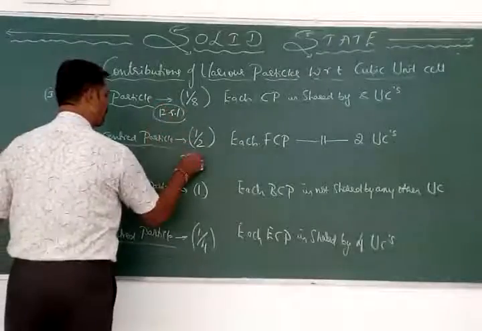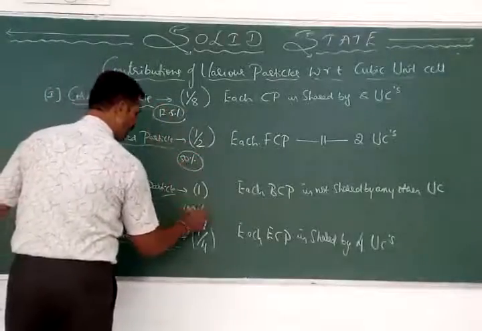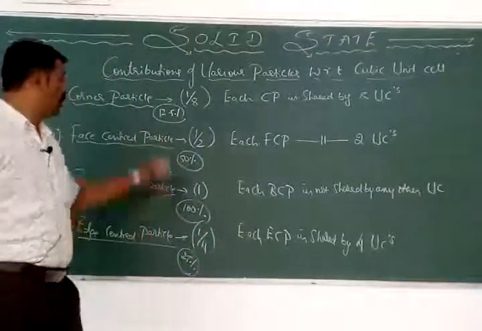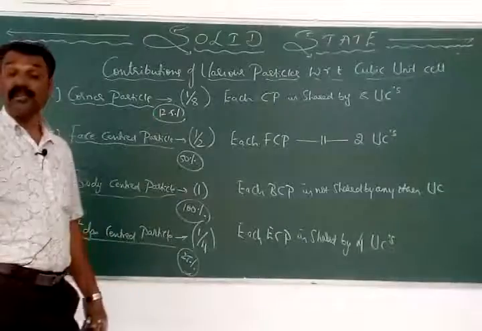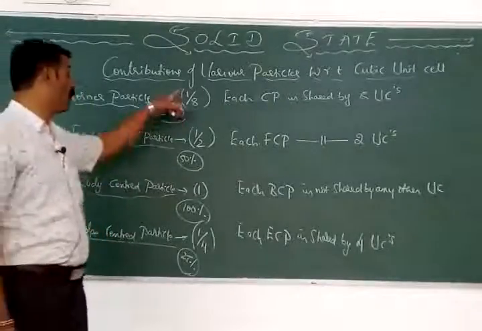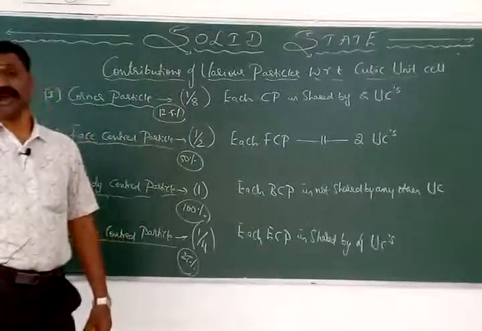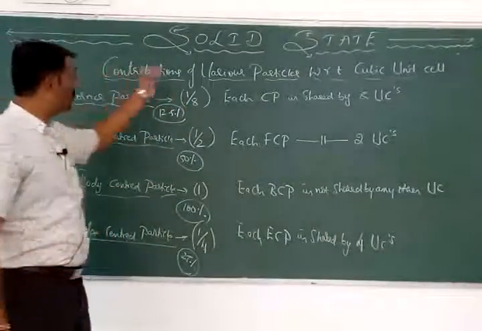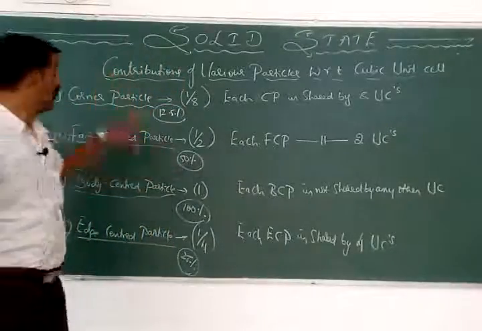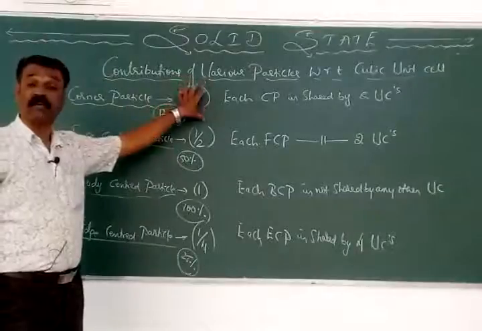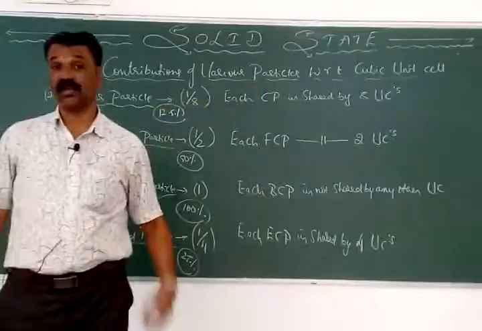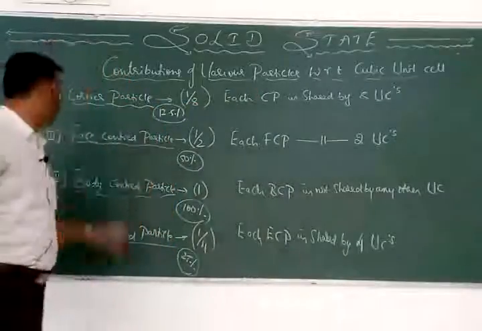Here it is 50%, here it is 100%, here it is 25%. So the corner particle is shared equally by how many? 8 unit cells. Therefore, the individual contribution is just 12.5%, which is nothing but 1 by 8. So these are the contributions of various particles with respect to the cubic unit cell. If it is a corner particle, you just have to remember that the value is 1 by 8. Why 1 by 8? Because the corner particle is shared by 8 units, therefore the individual contribution is just 1 by 8.